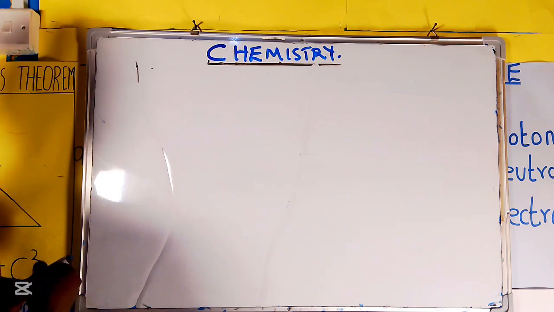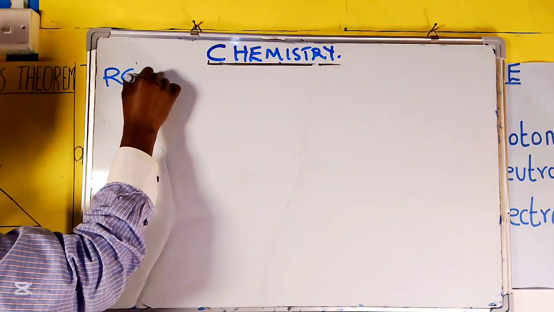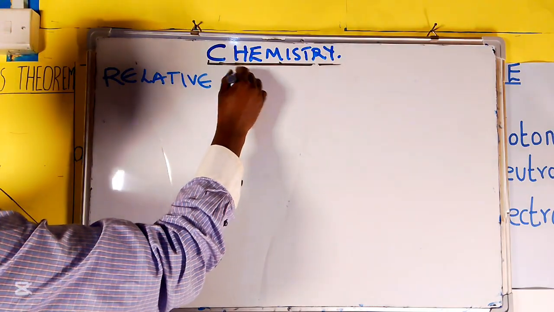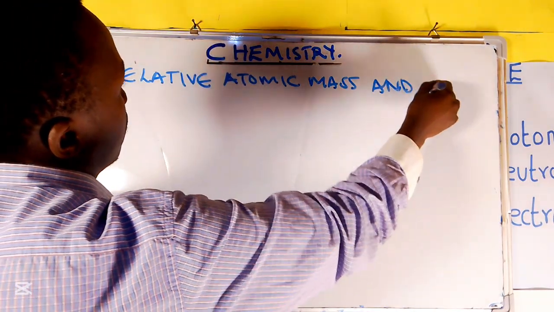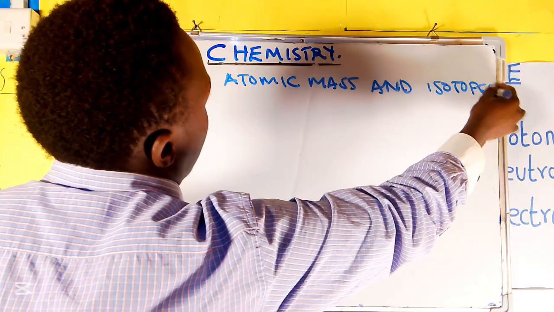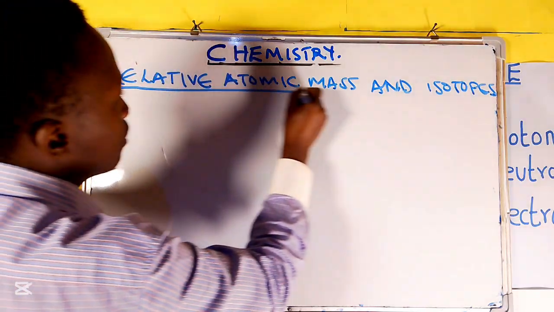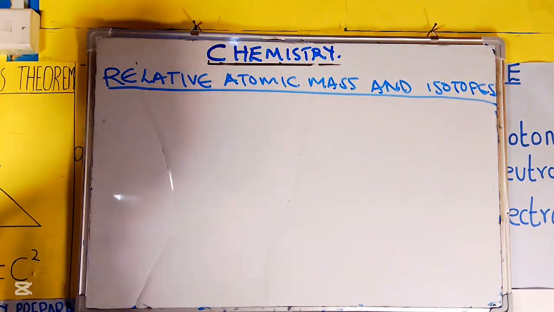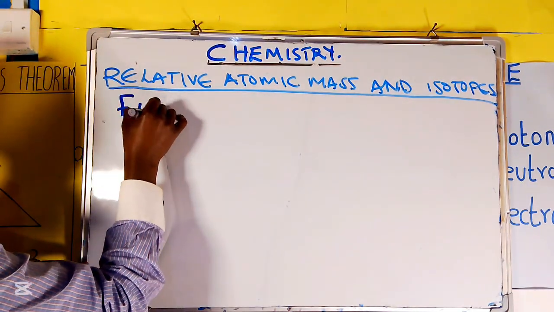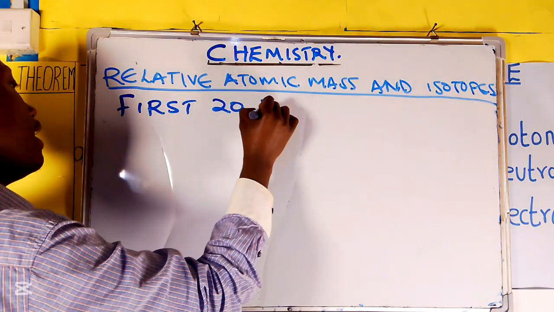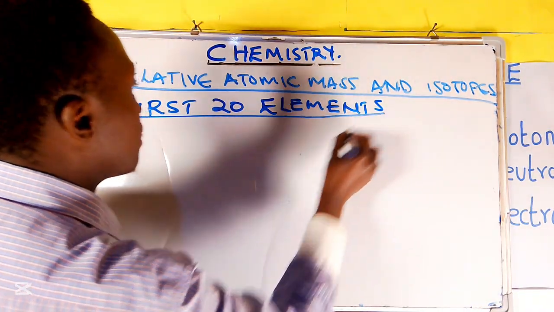Relative atomic mass and isotopes. So before we get to relative atomic mass and isotopes, I want us to check out the first 20 elements. Why do we call them the first 20 elements?